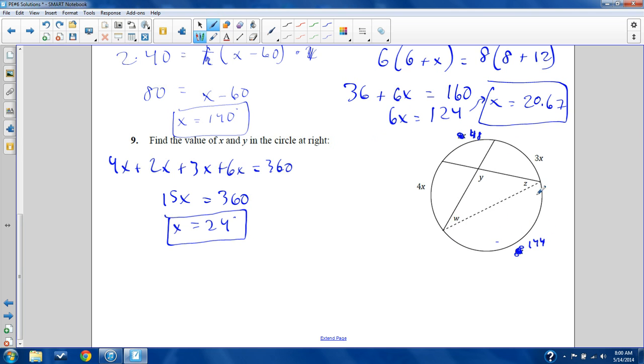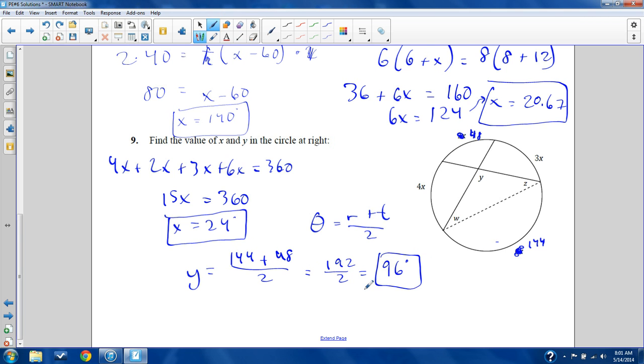These will help me solve for y. Okay? Remember, y, this angle right here, is this arc plus this arc over 2. If you look at it on your sheet, I think it's on the top right. It says theta equals r plus t over 2. Your theta is the guy on the inside. Your r is this intercepted arc. Your t is this intercepted arc. All divided by 2. So y equals 144 plus 48 all over 2. 144 plus 48 is 192. 192 all over 2 is 96. So y is 96 degrees.